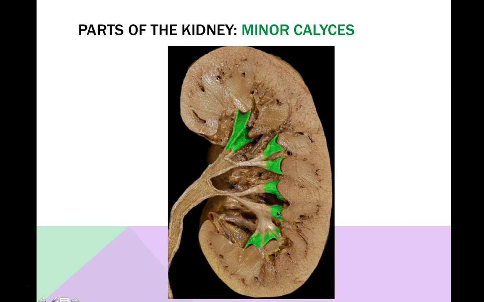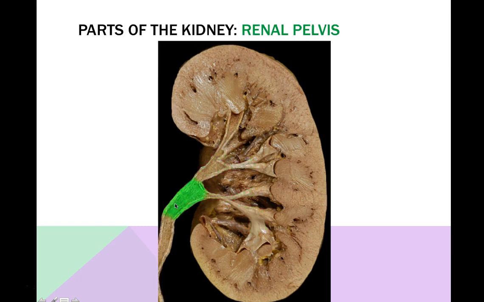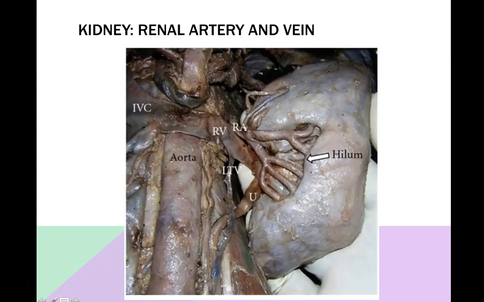All of these minor calyces are then going to drain into major calyces. So they're just larger tubes, and they are going to congregate together to move that urine into what's known as the renal pelvis, which is more of this funnel-shaped structure, and distal to that will be the ureter. So at this point, we can see the ureter exiting, and it'll continue on down. It's about 25 centimeters long, and it'll enter the urinary bladder.